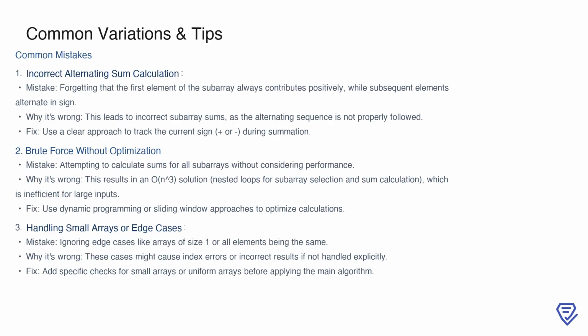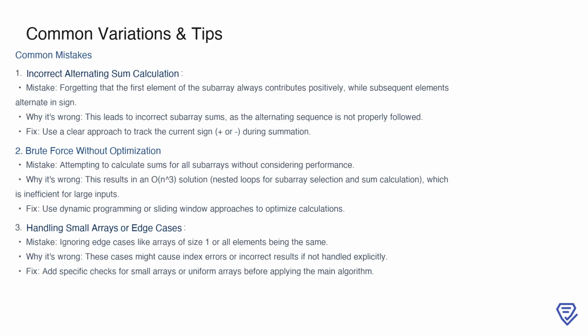Another frequent mistake is using a brute force approach to calculate sums for all possible subarrays. While this may work for small arrays, it quickly becomes inefficient for larger inputs since it requires O(n cubed) time due to nested loops. Instead, consider optimized approaches, like dynamic programming or sliding windows, to cut down on unnecessary calculations.